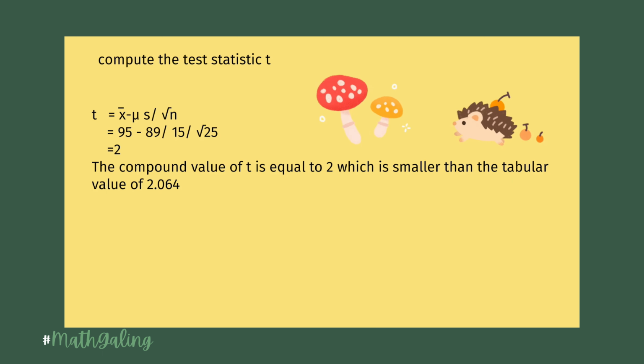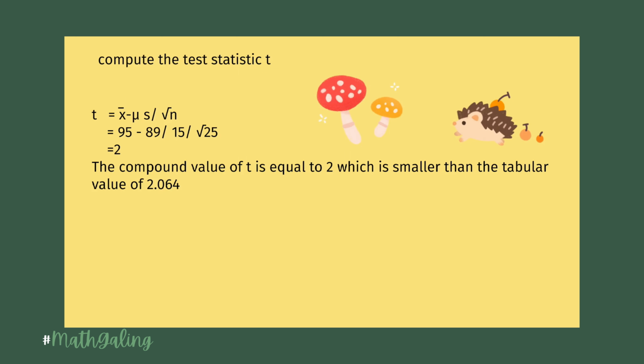Compute the test statistic t. t is equal to x bar minus mu divided by s divided by the square root of n. So it is 95 minus 89 divided by 15 divided by the square root of 25. And the answer for that is 2.